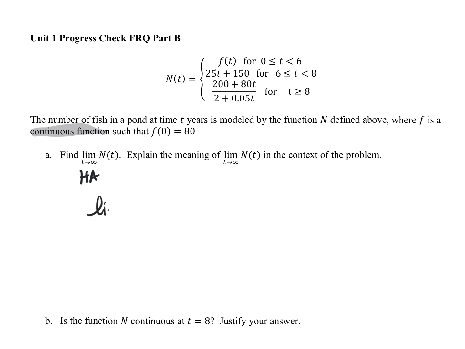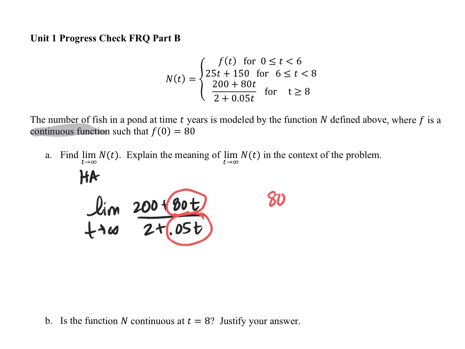So I'm going to say, all right, the limit as t approaches infinity of 200 plus 80t over 2 plus 0.05t. This is our horizontal asymptote rules. What's the biggest exponent in the top? What's the biggest exponent in the bottom? Yeah, we just have an 80t on top and 0.05t on the bottom, right? 80 divided by 0.05, my t's are going to cancel. Danny Maines, you come up with that? 1600.